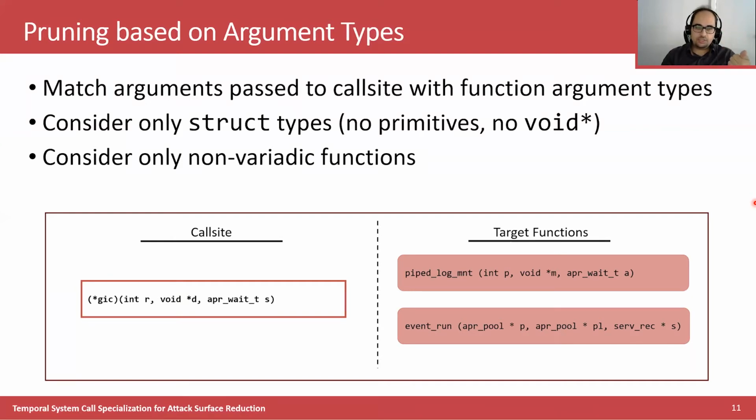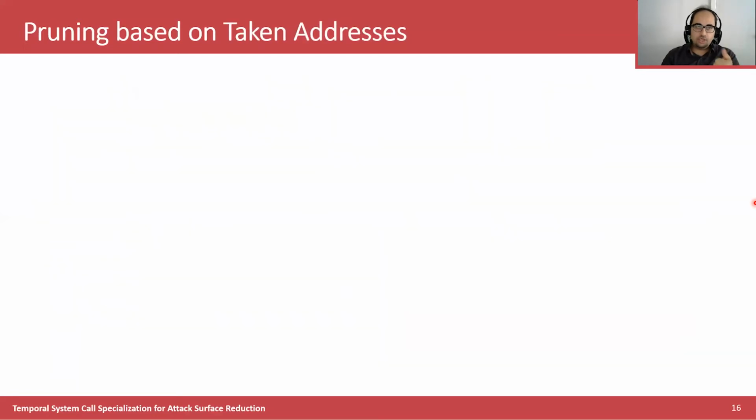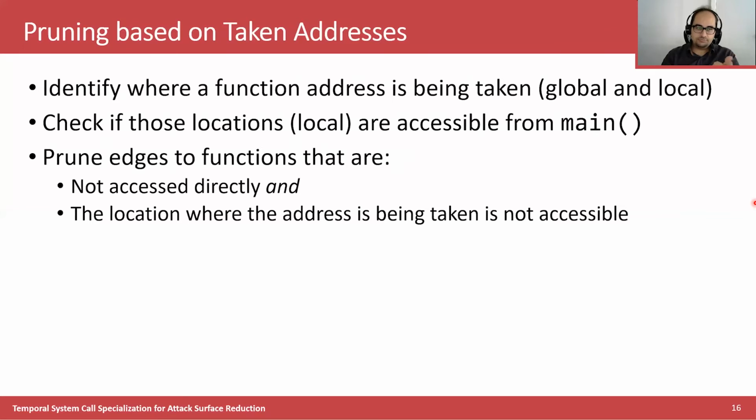Our technique works like this. We start from the arguments of the call site. The first argument is int r. It's a primitive. We consider it as a match. The next one is void star. We consider it as a match. The third one is a struct, APR wait t. So we start matching it with the target functions. For pipe log maintenance, the third argument is also APR wait t, so it's a match. In the case of event run, the third argument is serve rec, and we can remove it from the target of this call site.